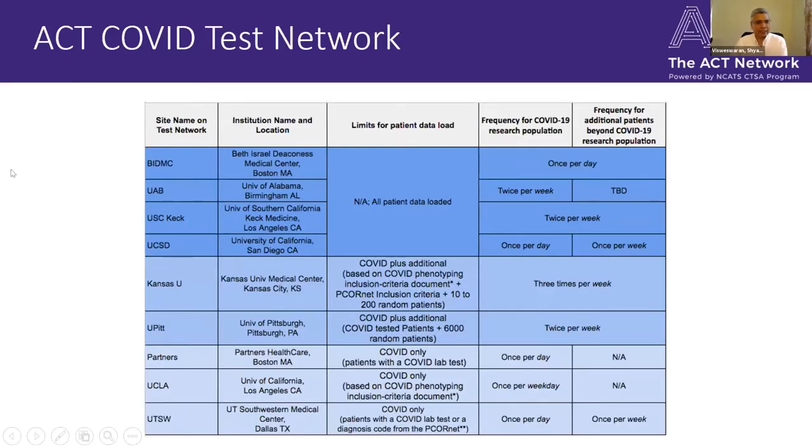So this is a snapshot of the 9 sites in the current ACT COVID network. And you can see that these sites vary from once a day to twice per week in terms of their refresh rates. And while some sites are able to refresh their entire I2B2, there are other sites which only refresh a particular subset which are relevant to COVID. And I'll talk briefly about how we define that subset. Next slide, please.